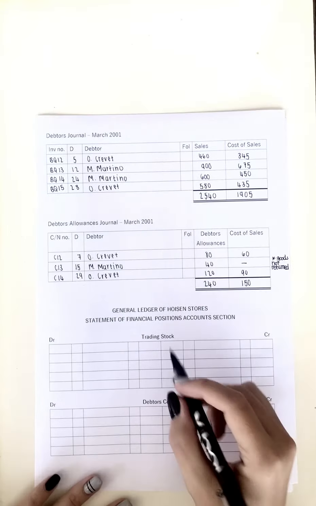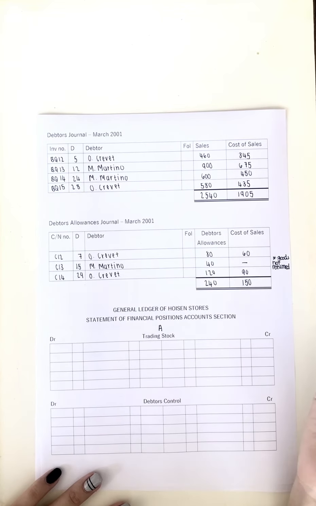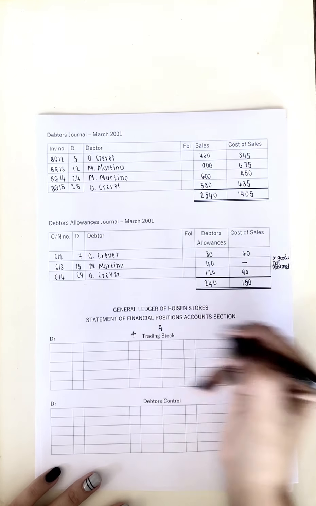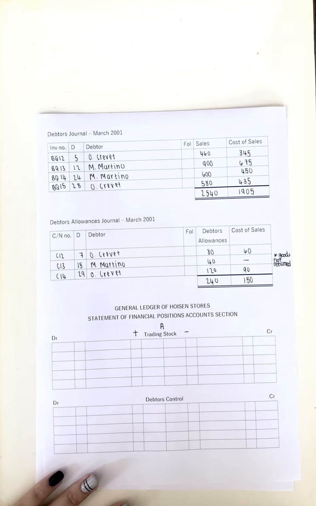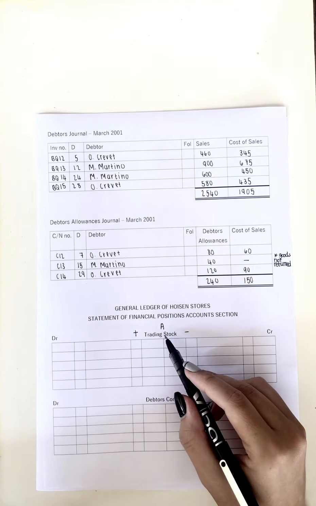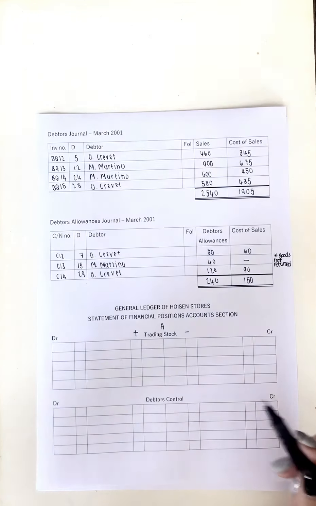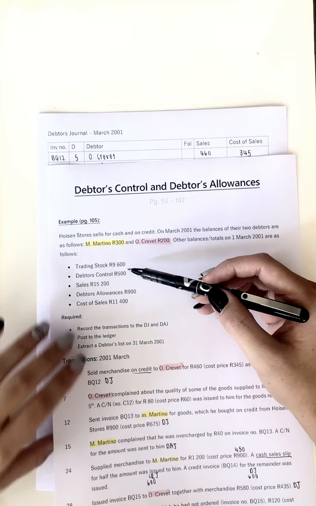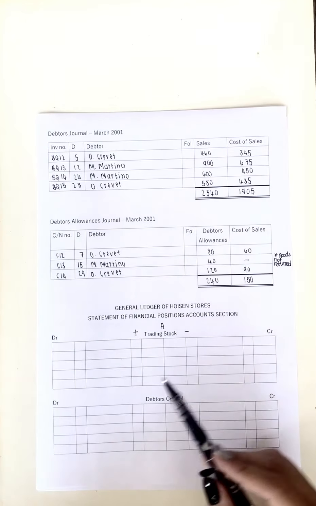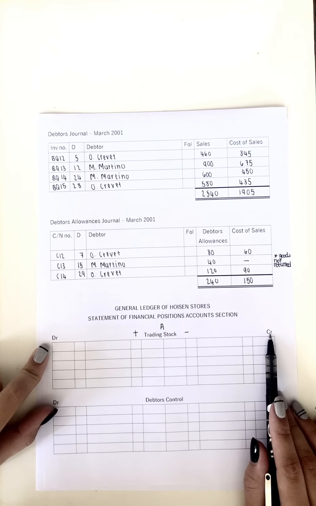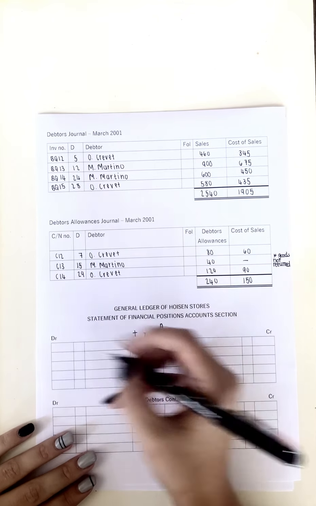Okay. So the first account I'm dealing with is trading stock. So my trading stock is an asset, which I'm sure you guys know by now, which means it increases on the debit and decreases on the credit side. Okay. So if I look at my trading stock and I first see what happened to my trading stock. So the first thing is I need to check my balance brought down. So my balance brought down is 9,600. Okay. Is it going to go on the debit side or the credit side? So obviously if stock is left over, it's going to increase my trading stock. So it's going to go on the debit side.